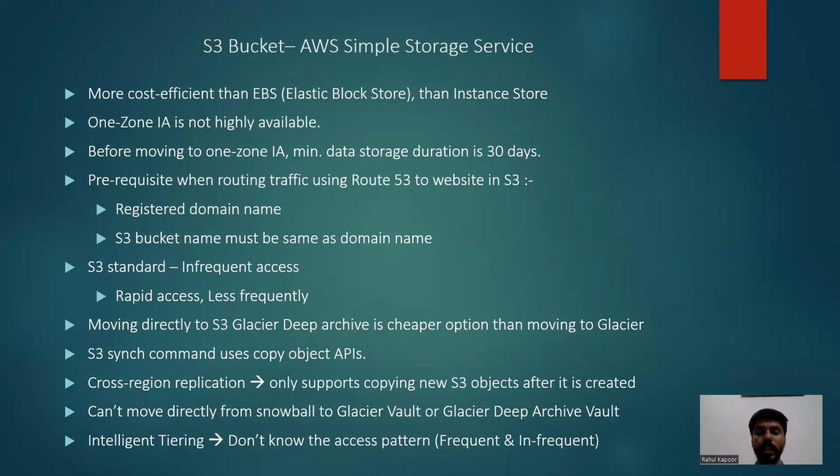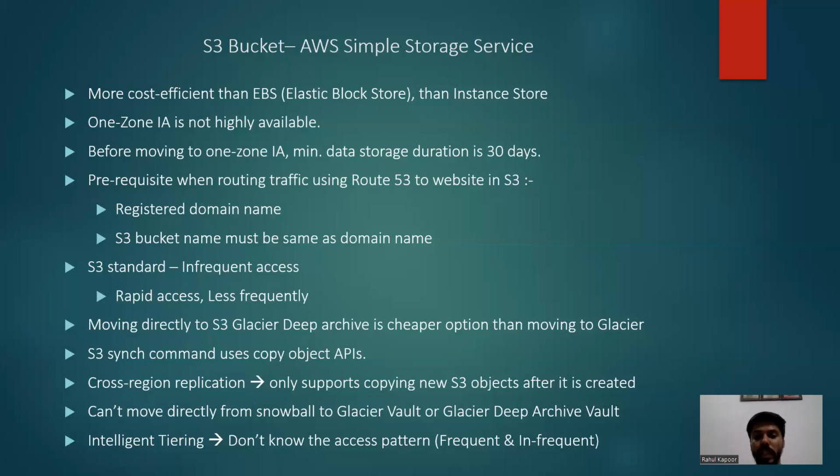Like S3 bucket, it's AWS Simple Storage Service, right? And it is more cost efficient than EBS, right? And it is more cost efficient than instance store, right? So again, unique feature. One Zone IA is not highly available. Okay, so S3 bucket has so many different categories. One Zone IA means, as the name suggests, it is available only in a single zone.